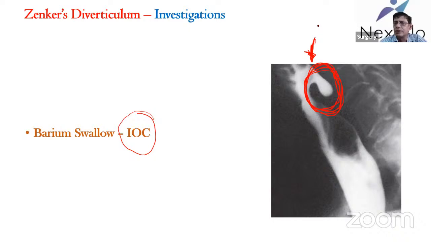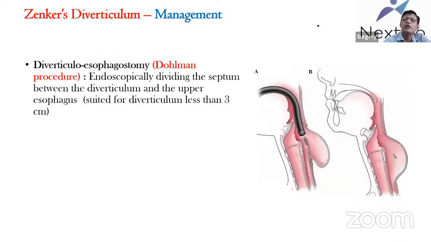Fine. The management. The management of diverticulum can be done endoscopically. This endoscopic management of the diverticulum is known as diverticuloesophagostomy. The endoscope is inserted over here and this area in between is obliterated and ultimately this whole thing is brought over here and sutured to the esophagus. It becomes something like this, the second picture. This is known as Dolman's procedure, the endoscopic surgery.